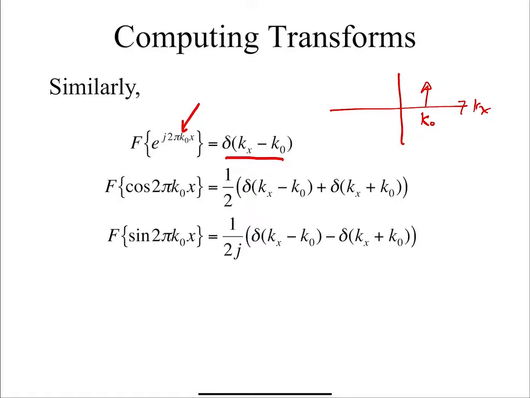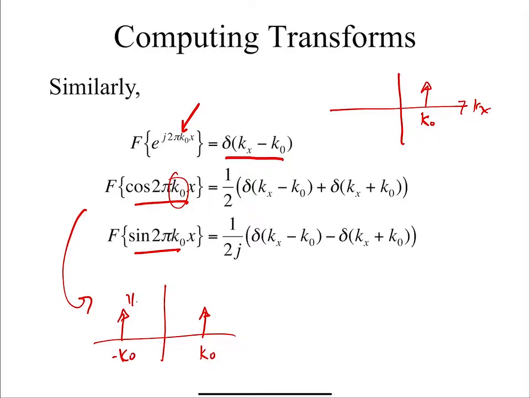Okay. Similarly, cosines and sines can be written as sums of the complex exponentials, right? So cosine is e to the j 2 pi k naught x plus e to the minus j 2 pi k naught x, over 2, right? These are useful to remember. A cosine, where k naught is the frequency, will give you a delta at k naught and a delta at minus k naught, each with weight 1/2. So cosines go to 2 delta functions and sines also go to 2 delta functions. It's just that then it's going to be 1 over 2j minus 1 over 2j, I guess.